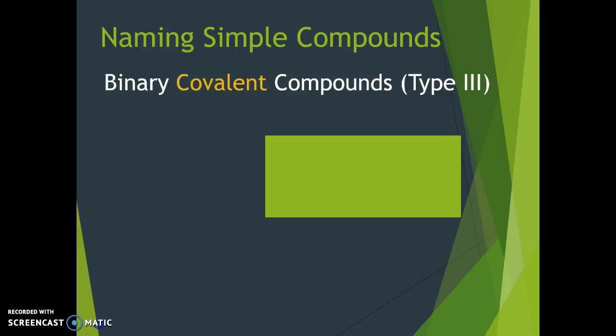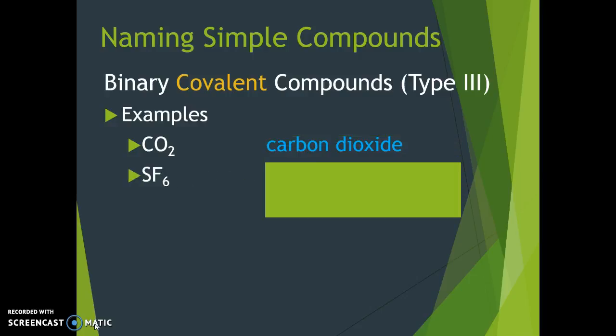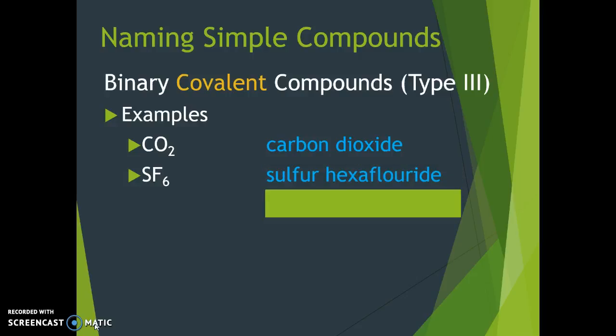Let's look at some examples of this type of naming. The first example, CO2, I'm sure you learned a long time ago, is called carbon dioxide. But now with our naming rules, we can see why. There's 1 carbon, so we do not use a prefix of mono since it's the first element, and the prefix for 2 is di. A second example, SF6, again there's 1 sulfur, and then the prefix for 6 is hexa, so this would be called sulfur hexafluoride.